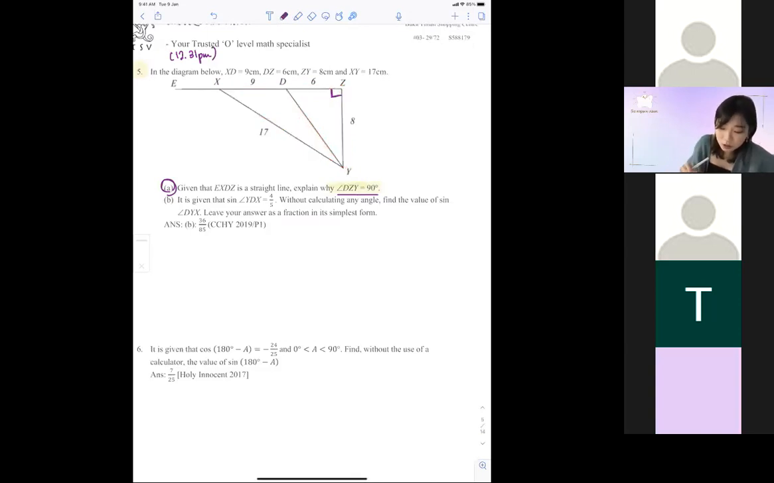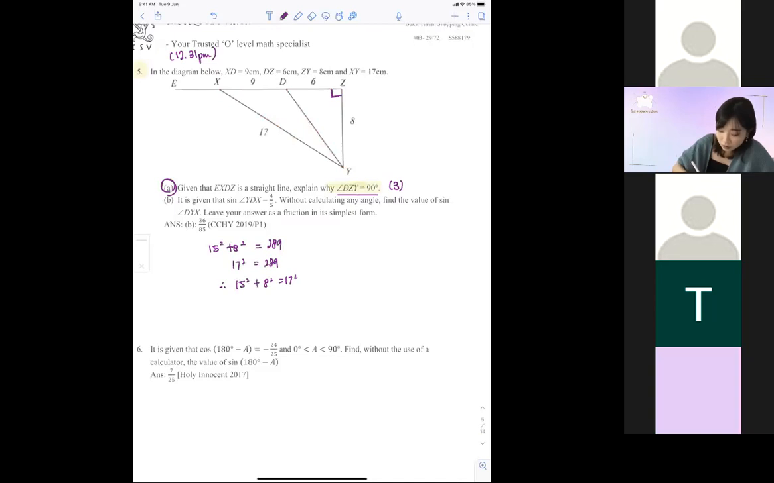And when you do this, every time the explanation is 2 to 3 marks. You need to make sure that your presentation is correct. So the first thing they want to see is, you present: 9 plus 6 is 15. 15 squared plus 8 squared is equal to what? 289. 17 squared is also equal to 289. Therefore, 15 squared plus 8 squared is 17 squared.